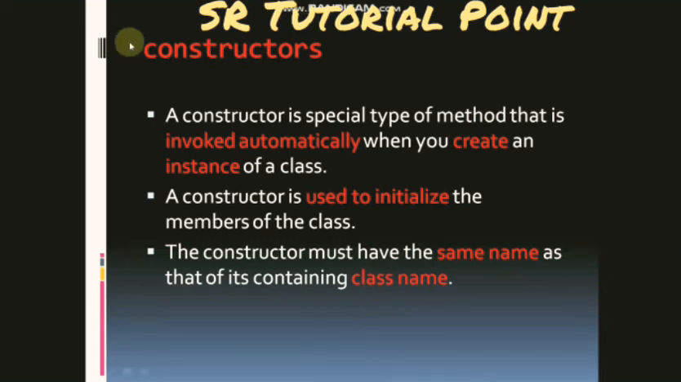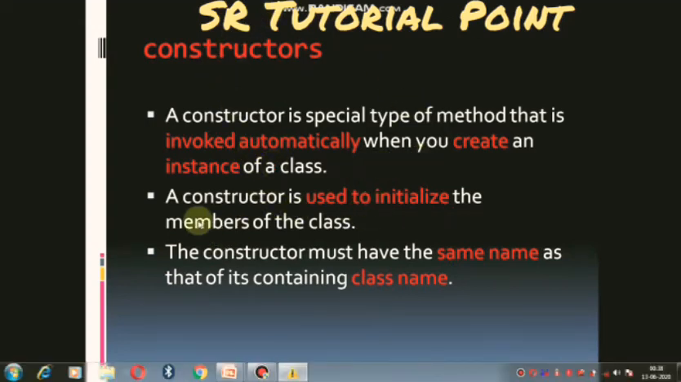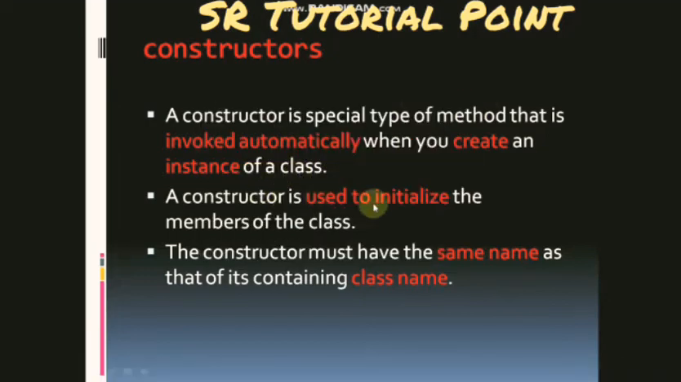First one, constructor. A constructor is a special type of method that is invoked automatically when you create an instance of a class. What is an instance of a class? An object is said to be an instance of a class. Whenever you create an object, the constructor will be called automatically. A constructor is used to initialize the members of the class.